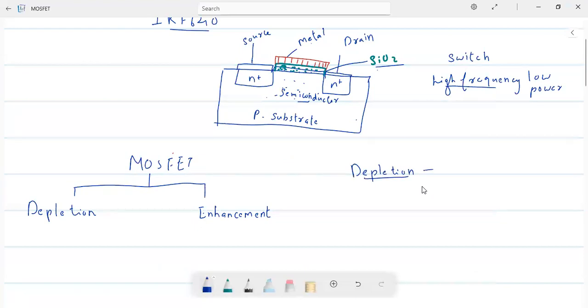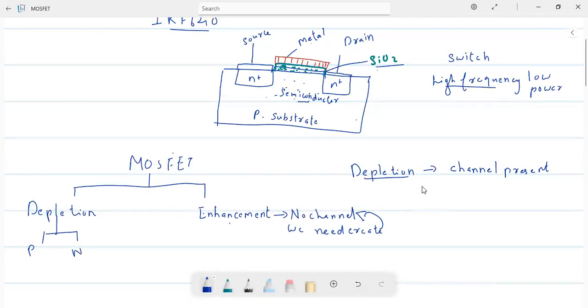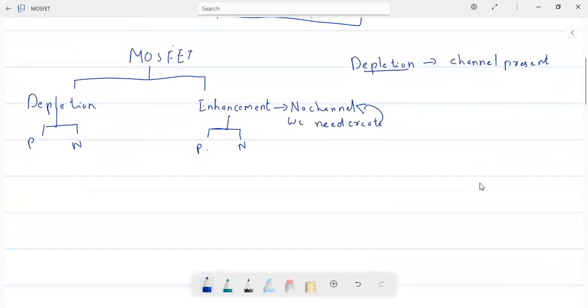Depletion type MOSFET means a channel will already be present. The channel will be present inside the structure. In the case of enhancement, there is no channel. We need to create the channel by applying voltage. Inside depletion, again, it can be classified into P channel and N channel. Again, enhancement also can be classified into P channel and N channel. So what is this channel? Present, channel not present, we may get confused, right?